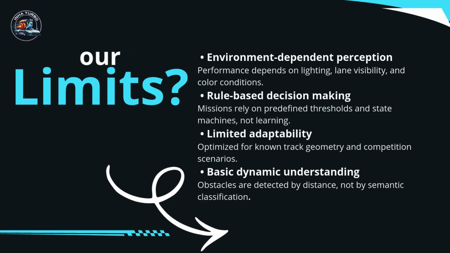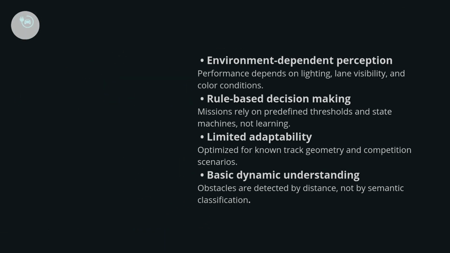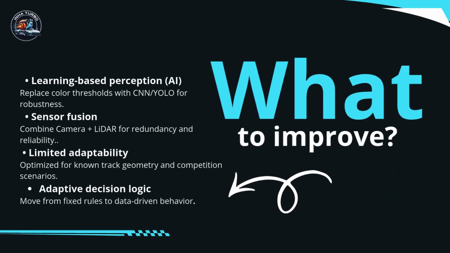The system remains sensitive to lighting and track appearance, relies on hand-tuned rule-based state machines, and only models other actors through simple distance thresholds rather than richer semantic understanding. Future improvements include learning-based perception, tighter camera LiDAR fusion, and more adaptive decision making, so the framework generalizes beyond a single track layout to more realistic environments.